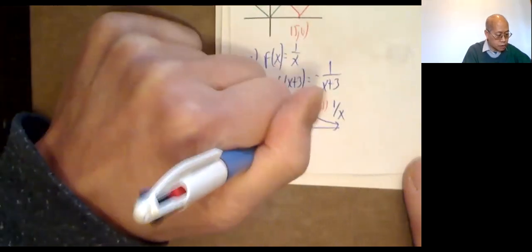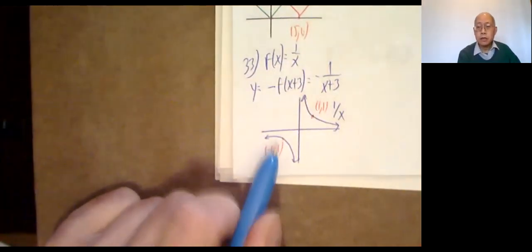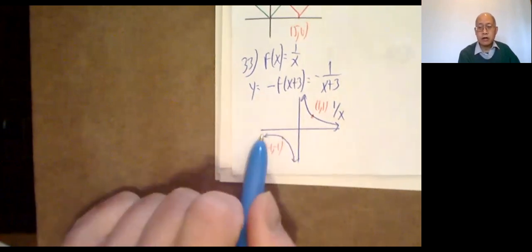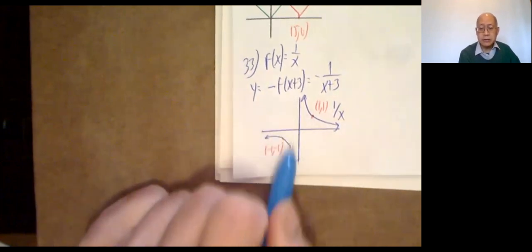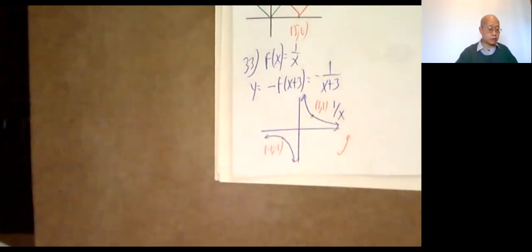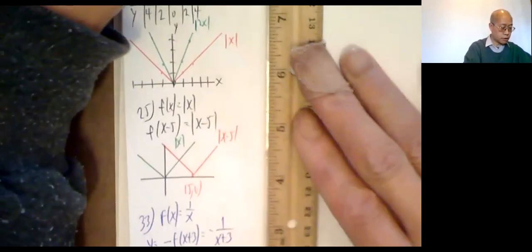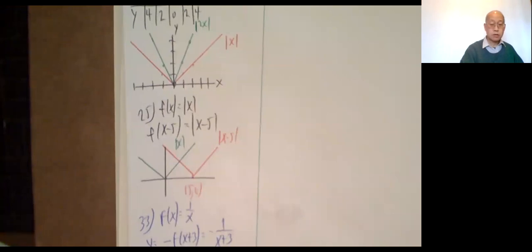This was 1, 1, negative 1, negative 1. Okay. So move this 3 to the left, move this 3 to the left, and even the asymptote moves 3 to the left. Unfortunately, I reached the bottom of my paper, so I got to go back up. But we'll try to duplicate this. So how's the new graph going to look now?